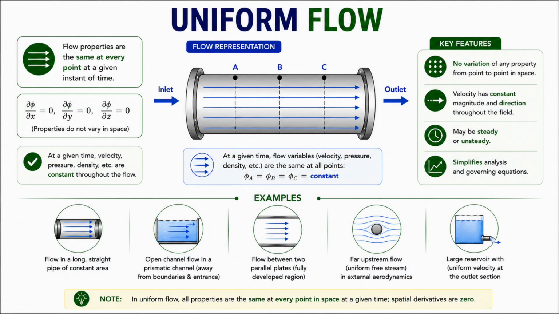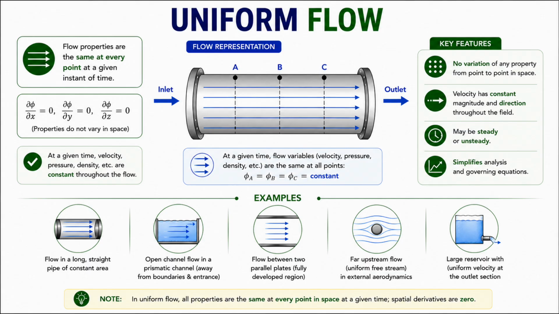Now let us understand uniform flow. A flow is called uniform when the fluid properties remain the same from one point to another in space at a given instant of time. Consider a flow through this pipe. Observe points A, B, and C. At the same instant, the velocity, pressure, density, and other flow properties are identical at all these locations. That means the flow properties do not vary with position. Hence, the flow is called uniform flow.